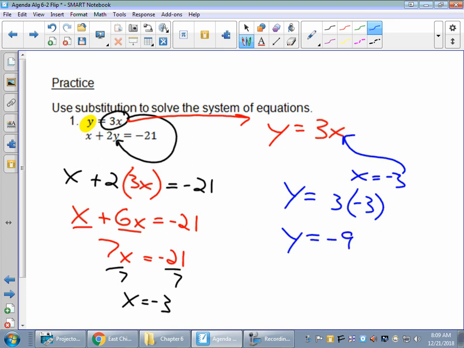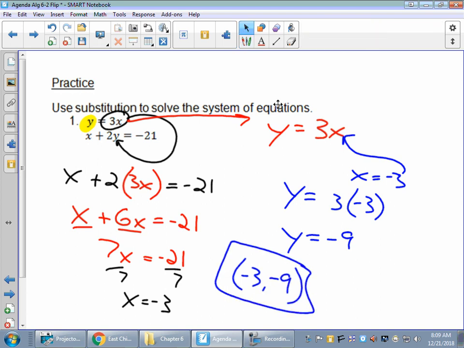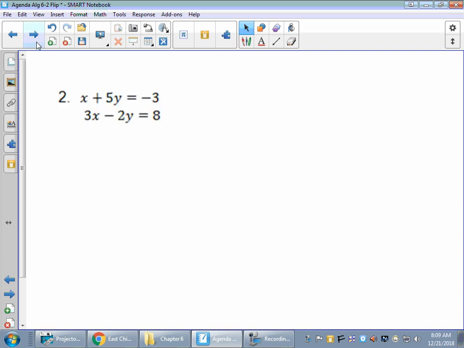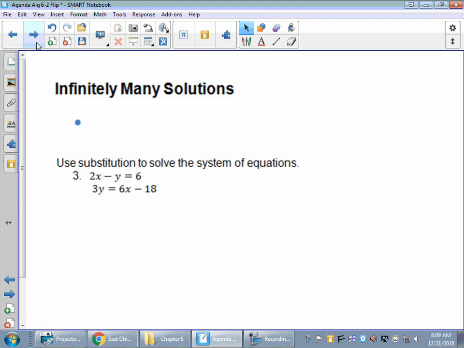And then the last part said we're going to put our answer as an ordered pair. So we've got our x value and our y value. So our ordered pair would be negative 3, negative 9. And that would be the solution. So if we were to graph these two, that would be the point at which they crossed, at negative 3, negative 9. Okay? There's always more practice you can do, so you guys can work on number 2 if you'd like. And now let's talk about infinitely many, because we'll get some more practice with substitution doing these as well.